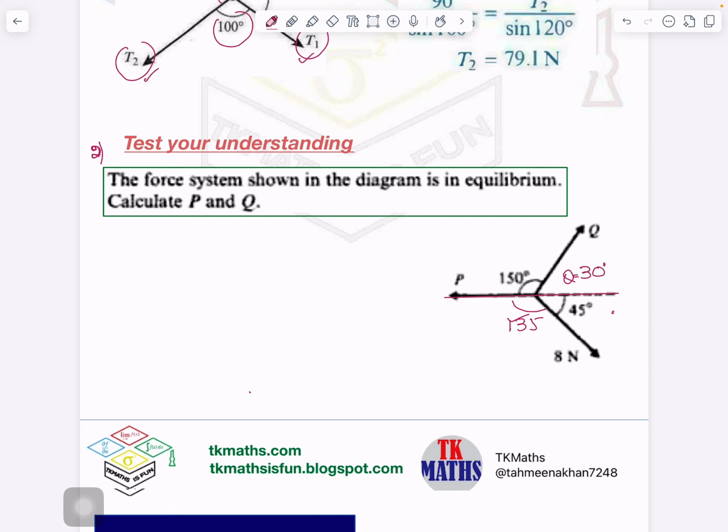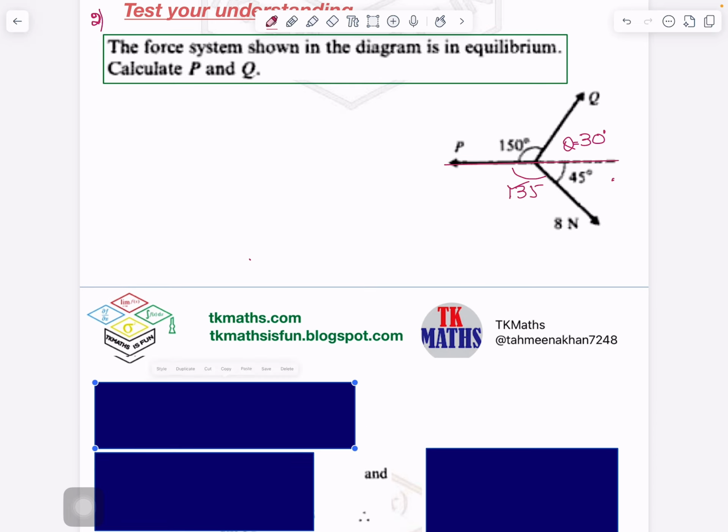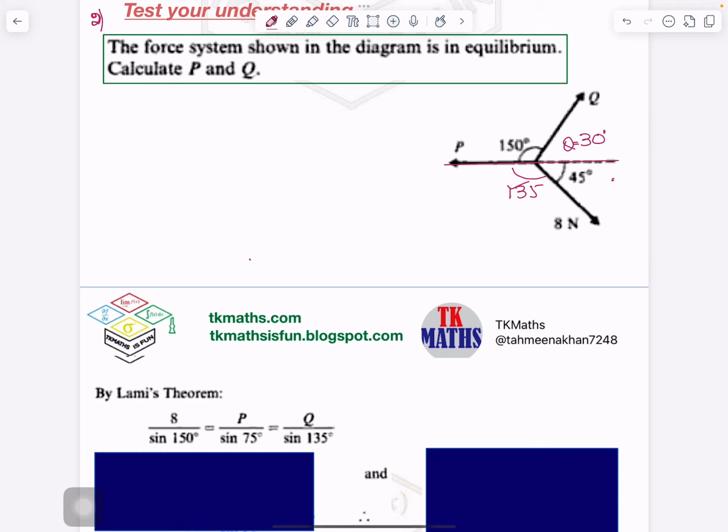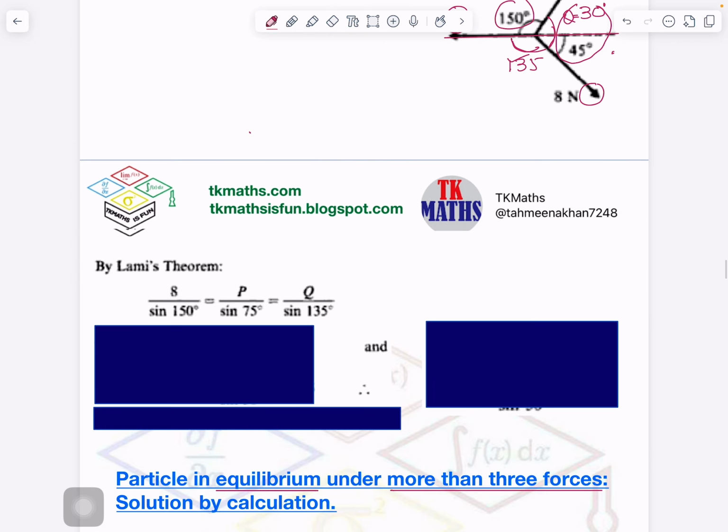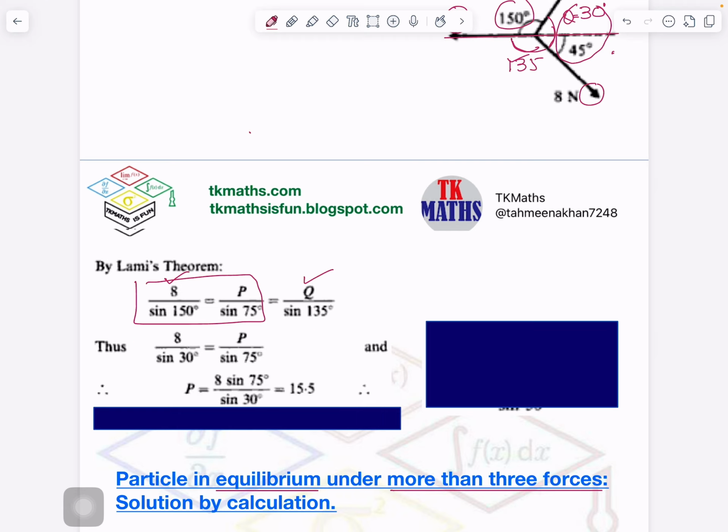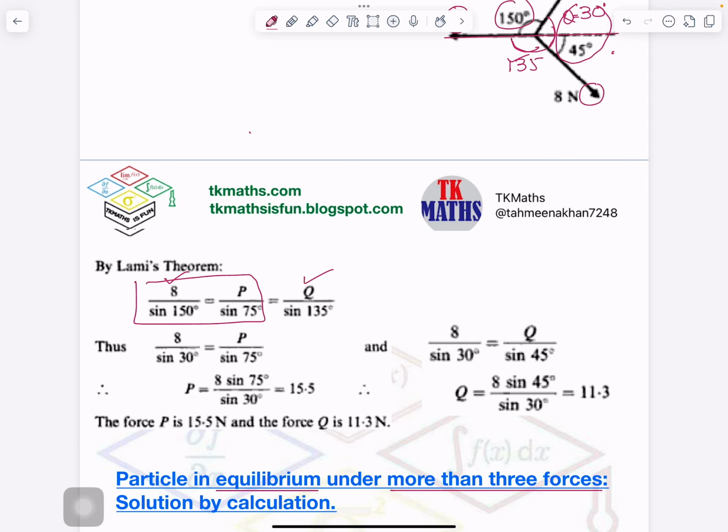So once this diagram is complete, then you can easily apply the Lamy's theorem, right? So exactly I have written the same thing. 8 Newton is opposite to 150. P Newton is opposite to sum of these two because this whole angle. And similarly for Q, it is 135. So now you can pick up, for example, first these two to find the angle of force of P, and then this with this. I'm sure you would have done the same thing. I just explain here once again so that you can check your answers. Okay, so in the last you must answer separately, which is asked in the question.